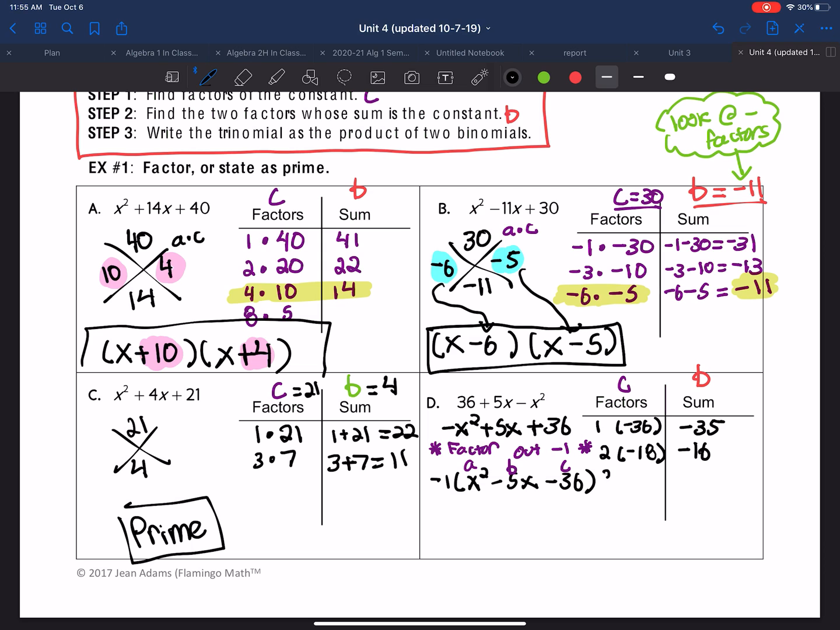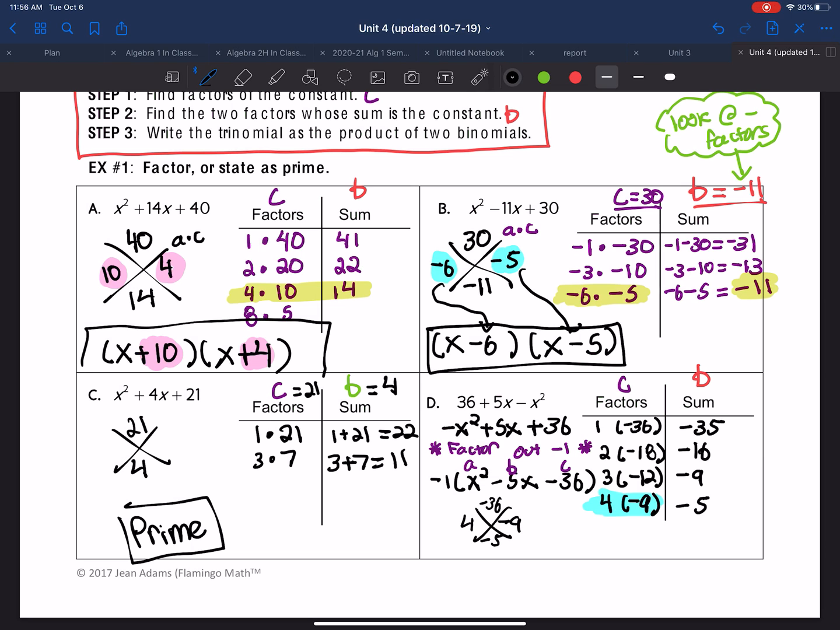Oy, I'm going to keep going. 3 and negative 12. 3 times negative 12 is negative 36. And the sum of that is going to be negative 9. Still not there. But 4 times negative 9, oh my goodness, 4 times negative 9 is negative 36. And 4 minus 9, oh, would you look at that? Gives me negative 5, which is my B value. Excellent. That's exactly what I want. So the factors that I'm looking at are 4 and negative 9. So what I am saying here is factors of negative 36 that add up to negative 5, okay? Those are going to give me 4 and negative 9.